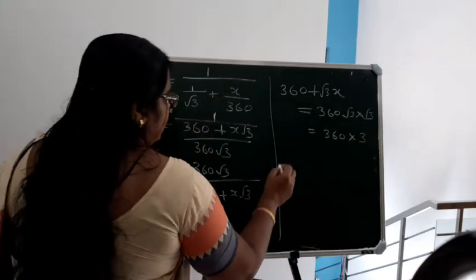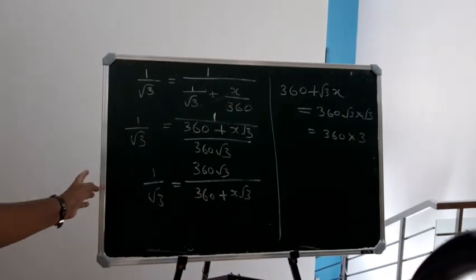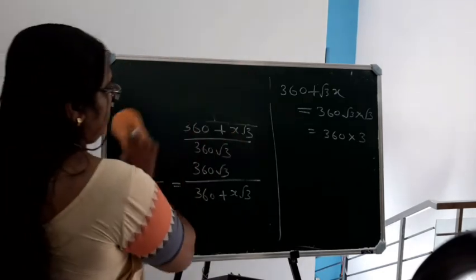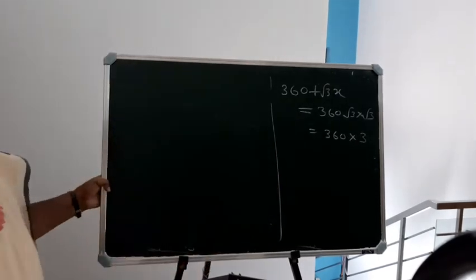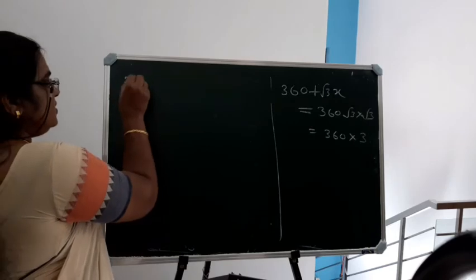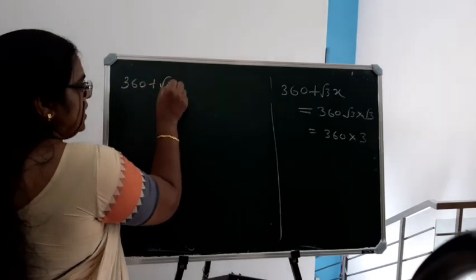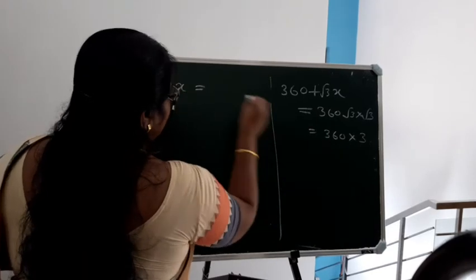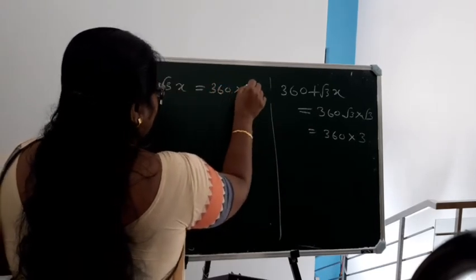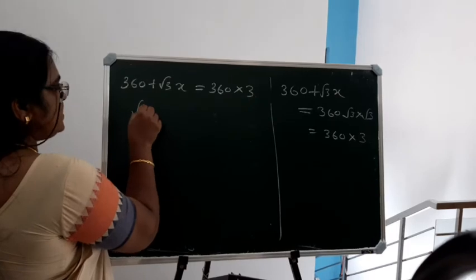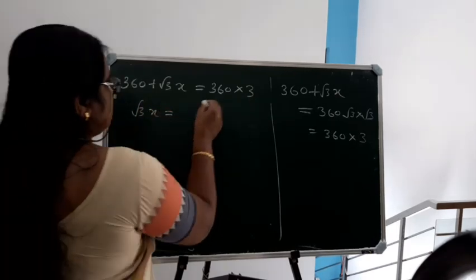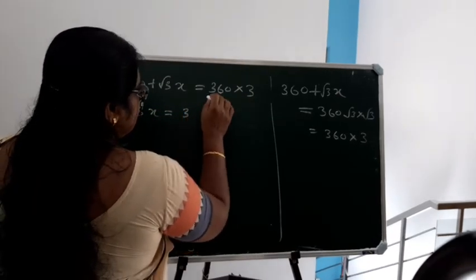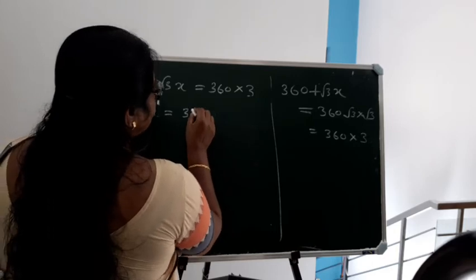And we want to find x. So we can write the x term on one side. Here, 360 plus root 3x equal to 360 into 3. Root 3x is equal to this one, 360 into 3 is what?